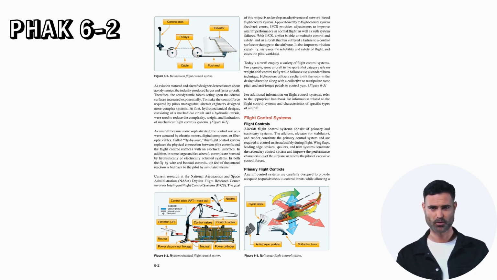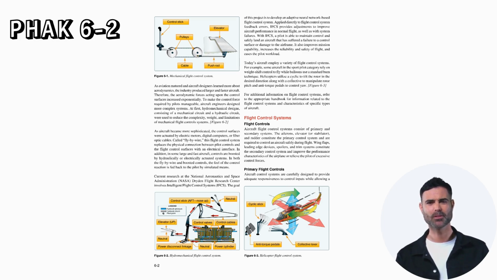Today's aircraft employ a variety of flight control systems. For example, some aircraft in the sport pilot category rely on weight shift control to fly, while balloons use a standard burn technique. Helicopters utilize a cyclic to tilt the rotor in the desired direction, along with a collective to manipulate rotor pitch and anti-torque pedals to control yaw. For additional information on flight control systems, refer to the appropriate handbook for information related to the flight control systems and characteristics of specific types of aircraft.